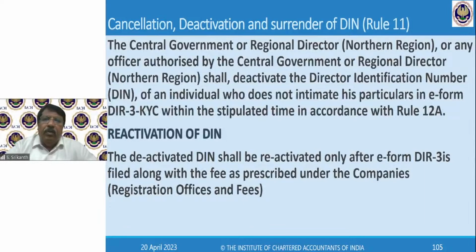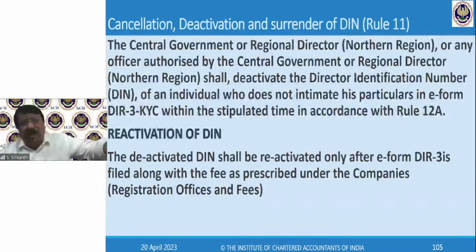So this central government or regional director, northern region, or any officer authorized by him shall deactivate the DIN. It's a procedural thing, for information. Not very important. The deactivated DIN shall be reactivated only after e-form DIR 3 is filed. Again, you can reactivate the DIN with the same procedure. Apply in DIR 3 and get it.